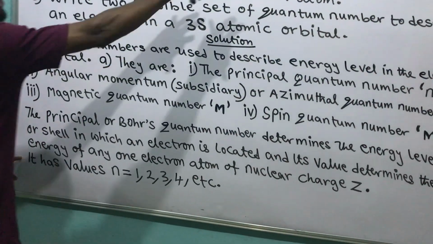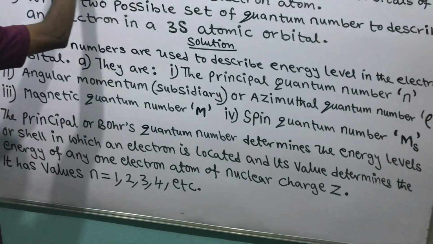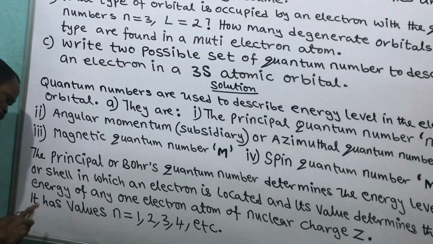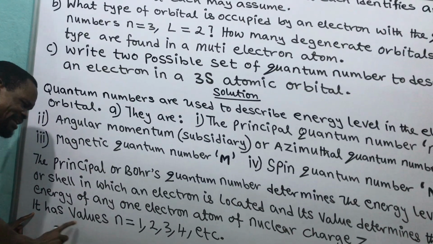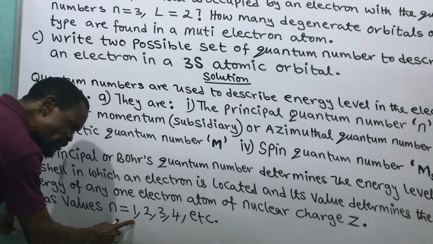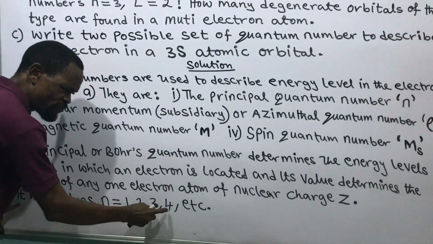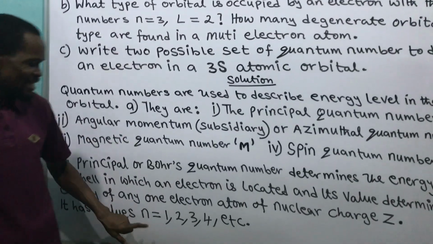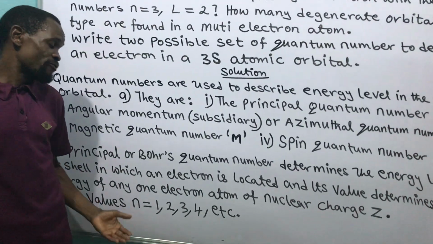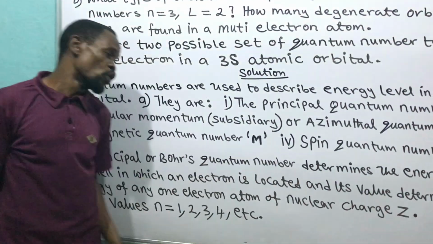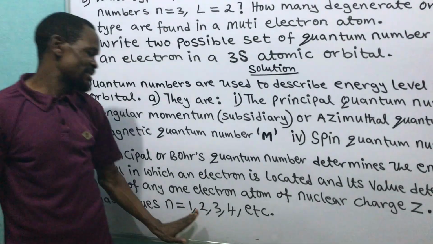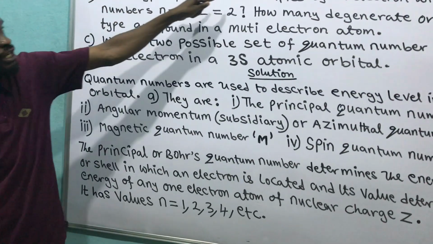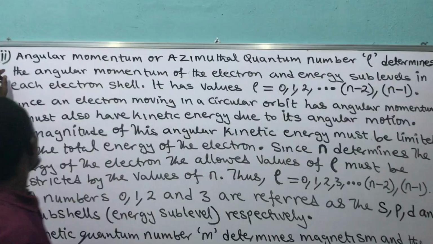Then for the third part, they said to state the values that each may assume. The principal quantum number n has values starting from 1: 1, 2, 3, 4, and so on to infinity. Its value cannot be 0; it starts from 1 upward. So that's the value it takes.